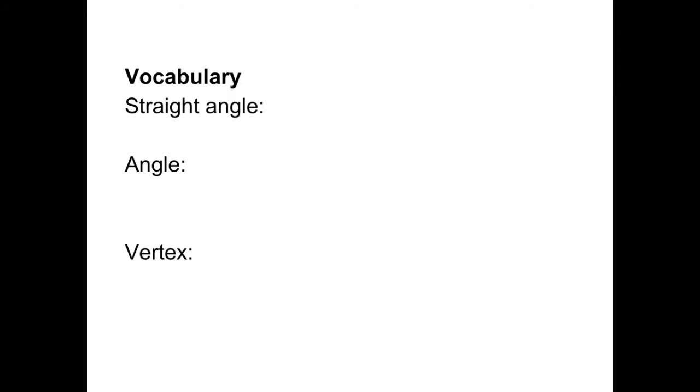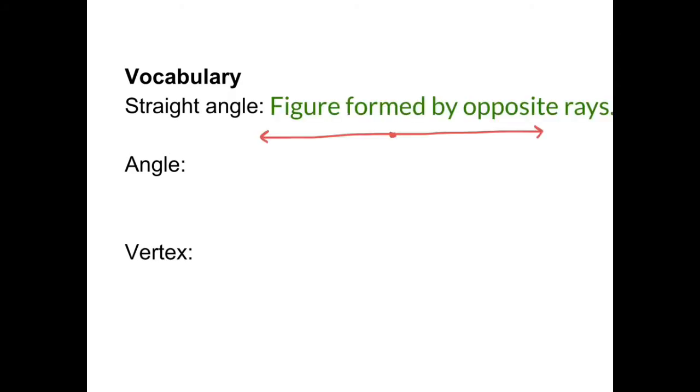Let's start with some vocabulary. A straight angle is a figure formed by opposite rays. So there's the endpoint for the ray going to the right and then the ray also going to the left. This is a straight angle, which should make sense because it looks like a straight line.